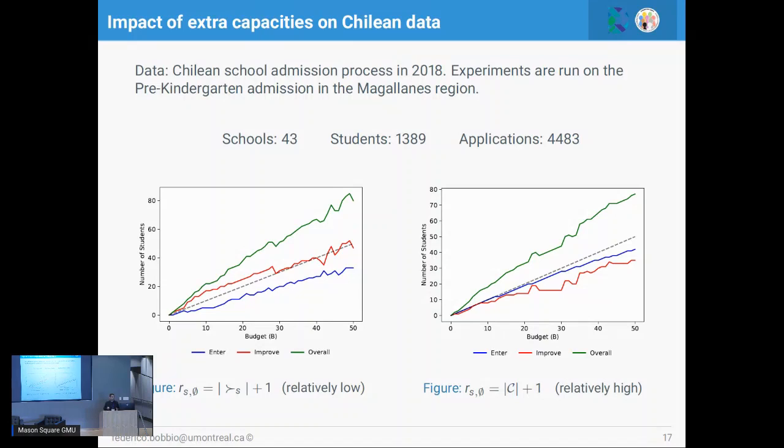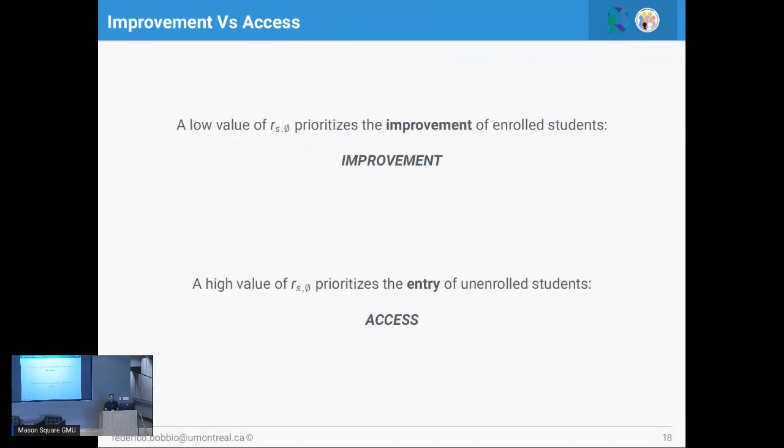So what we saw is that experimentally, for a low value of the penalty, the model will tend to prioritize the improvement of students who are already in the matching. And we call this phenomenon improvement. Otherwise, if we have a very high value of the penalty, then the model will tend to allocate these extra capacities in a way to prioritize the entry of new students into the matching.